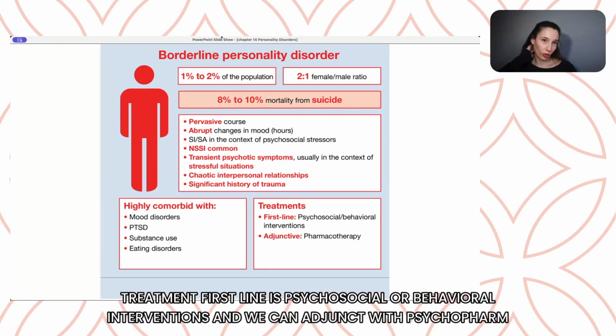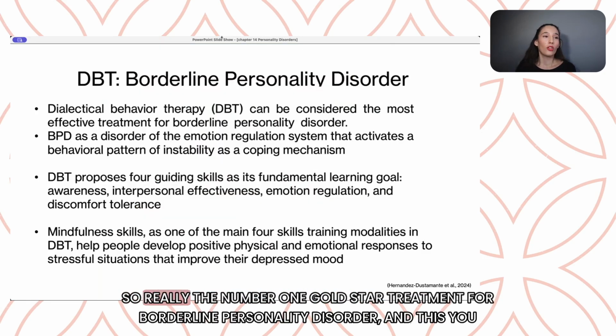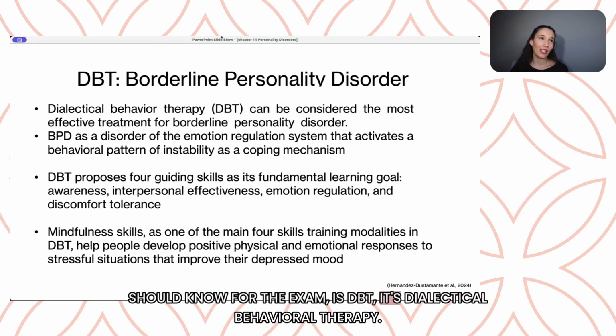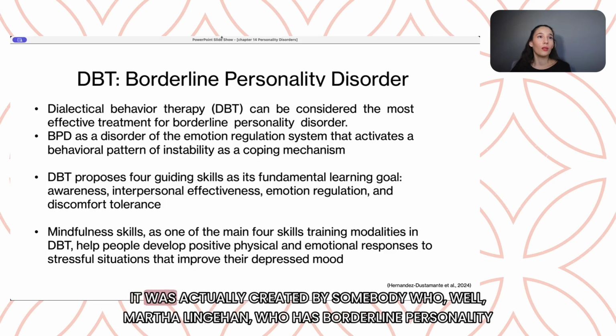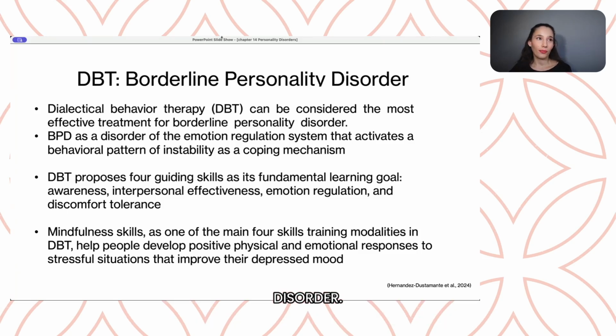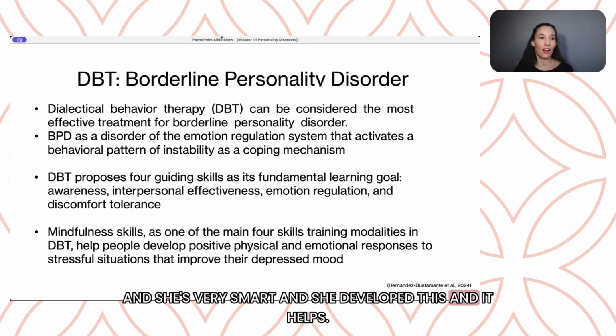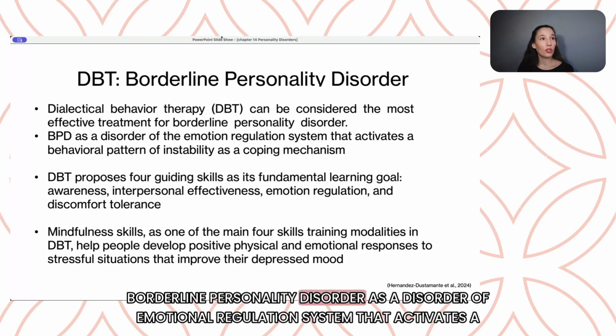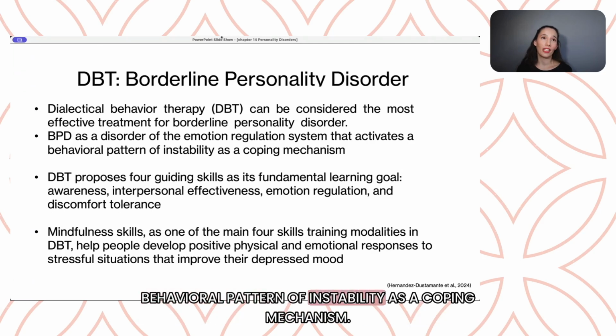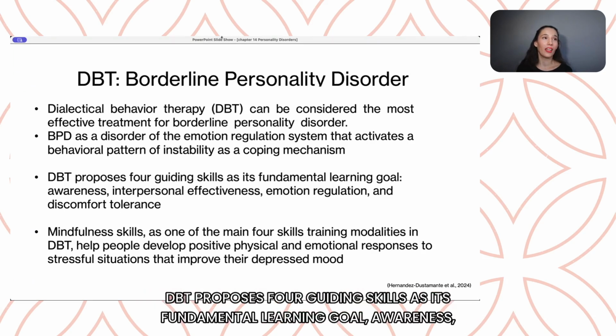Treatment first line is psychosocial or behavioral interventions, and we can adjunct with psychopharm if we think it's going to help. So really the number one gold star treatment for borderline personality disorder, and this you should know for the exam, is DBT. It's dialectical behavioral therapy. It was actually created by Marsha Linehan, who has borderline personality disorder, and she's very smart and she developed this and it helps. Borderline personality disorder is a disorder of the emotional regulation system that activates a behavioral pattern of instability as a coping mechanism.